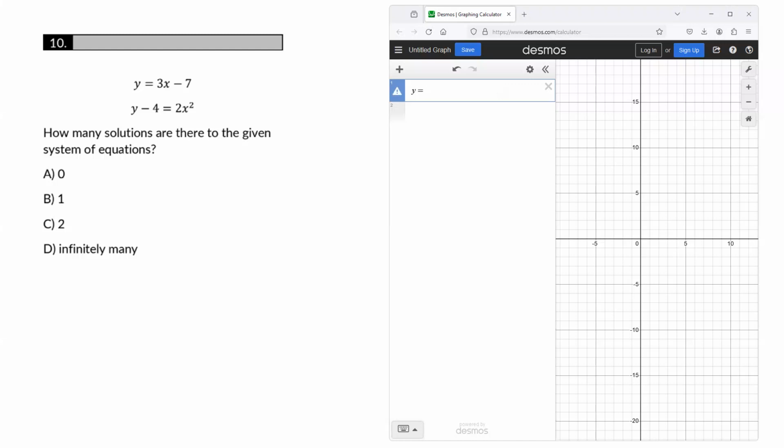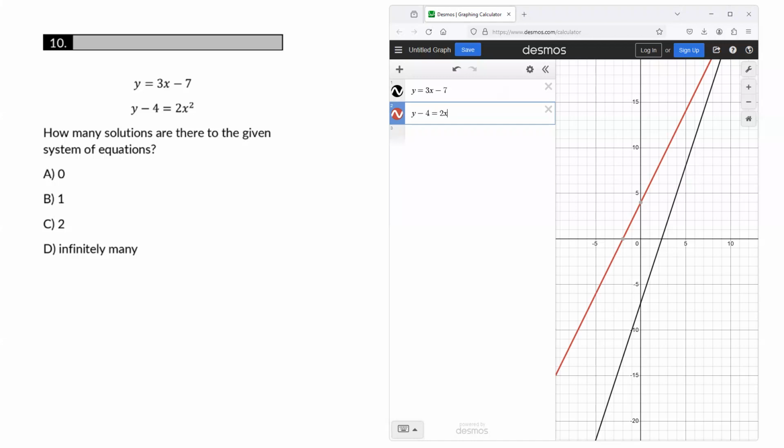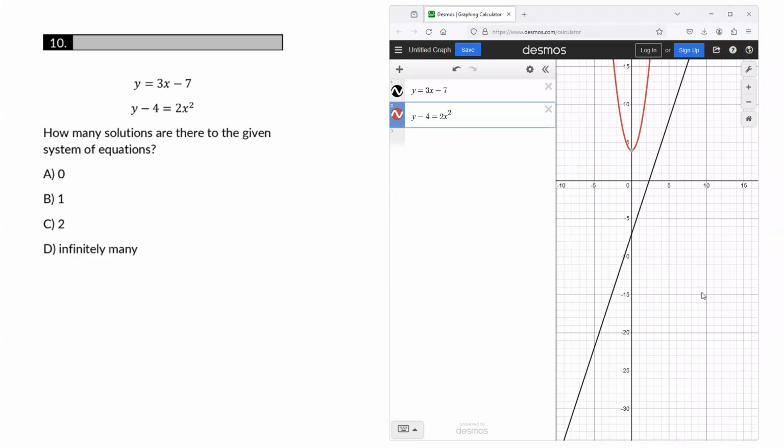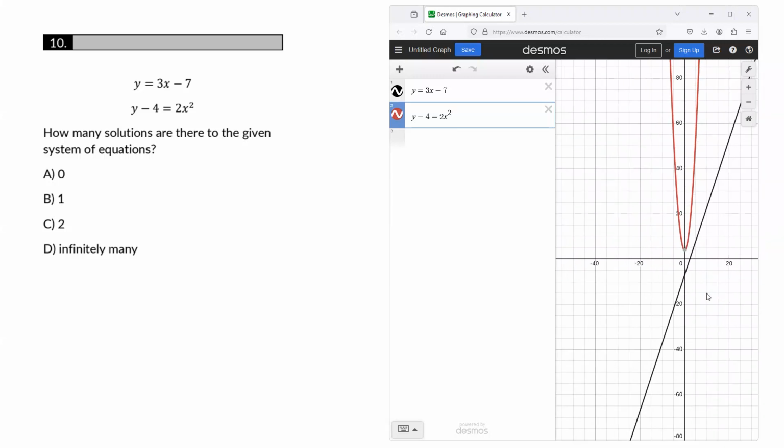y equals 3x minus 7 and y minus 4 equals 2x squared. And when I zoom out, I see a black line and a red parabola, and they are just not intersecting at all. Well, I have my answer. They don't intersect, and therefore they don't have solutions. A is the answer.